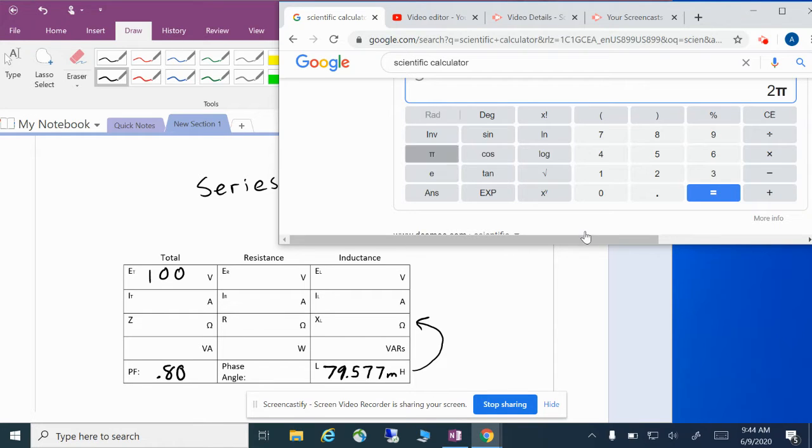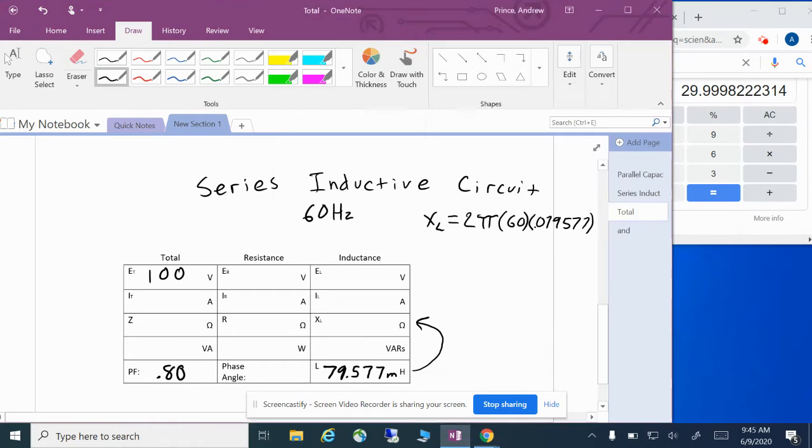So 2 pi times 60 times 0.079577. And that's going to give me pretty darn near 30 ohms. So 30 ohms. Now from this point, it looks like it could be a little confusing.